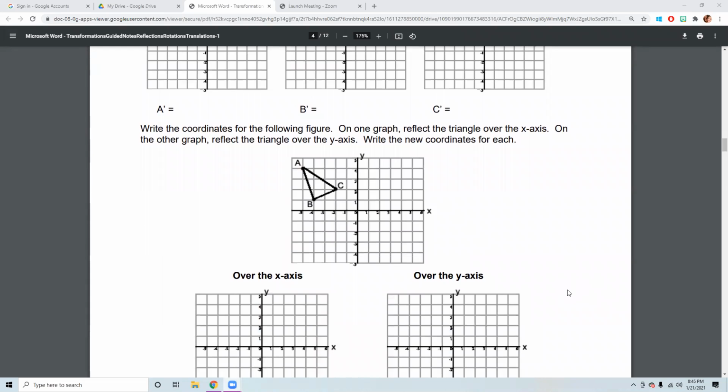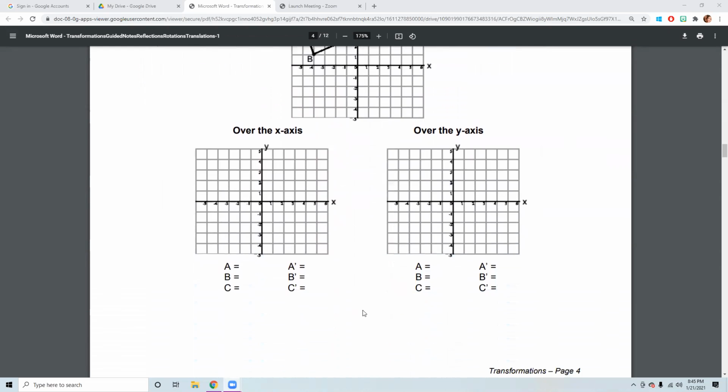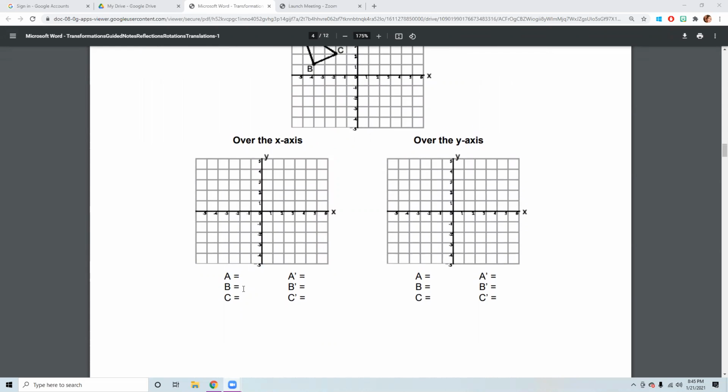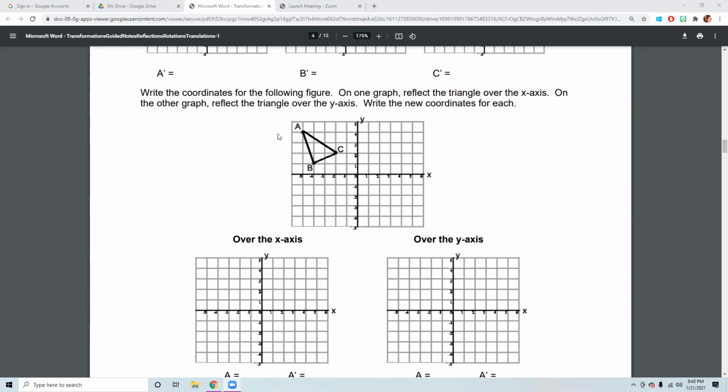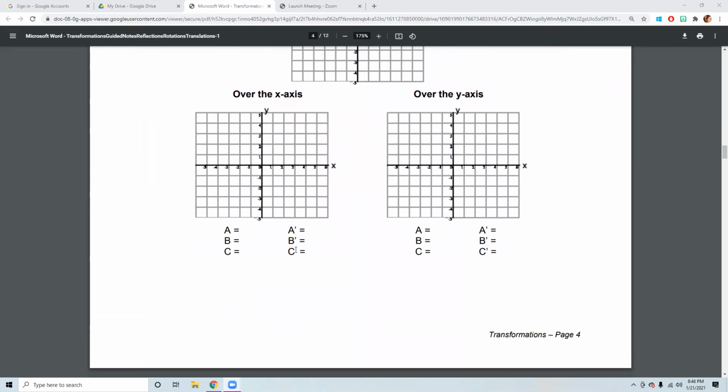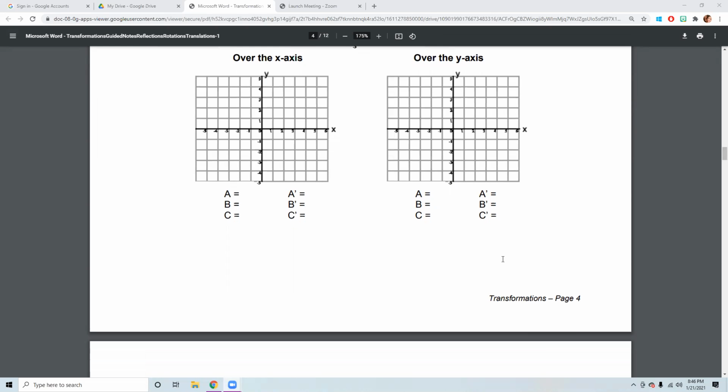When you get down here, you are writing the coordinates for the following figure. On one graph, you're flipping over the x-axis. On the other graph, you're going to flip it over the y-axis. And you're going to write the new coordinates for each. So in these 3 boxes, you should have these original points from up in this graph. And then these points are from when you flipped it over the y-axis. This one, same deal, original points. And then when you flipped it over the y-axis.